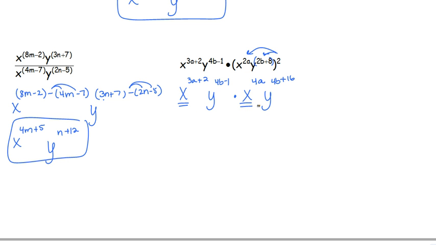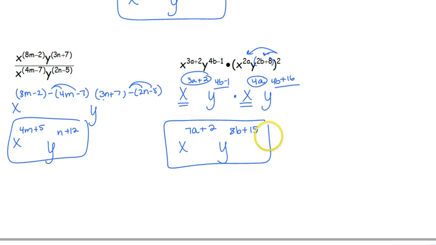Now we are multiplying bases, which means we add those exponents together. So 3a and 4a leaves us with 7a. And then plus 2, because there's no other numbers there. Then we go over to our y. 4b and 4b is 8b. A negative 1 and a positive 16 is a positive 15.